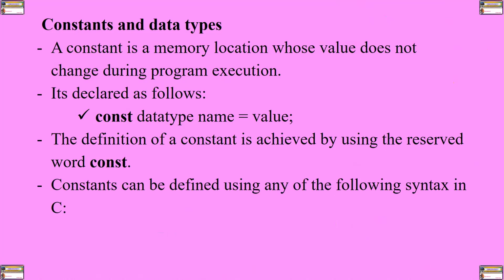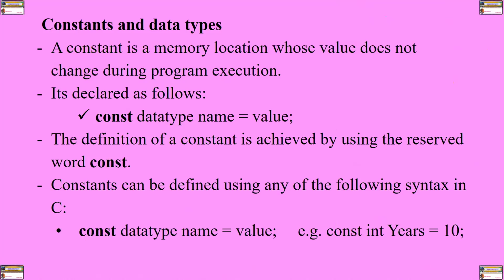Constants can be defined using any of the following syntax in C. So just as I've said, you can use the reserved word const followed by the data type, then the name, and then the assignment operator and the value. Like this statement tells the compiler, set a memory location called years, which is supposed to hold a whole number that does not change, and this whole number is 10.